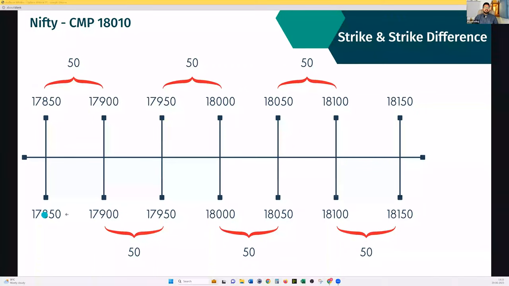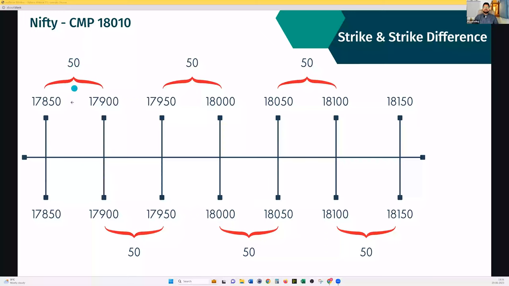Okay. So you can see there are many strikes over here. And then what is the strike difference? What is the gap between each and every strike? It should be the very immediate strike. So you can see here, 50 is the strike difference.